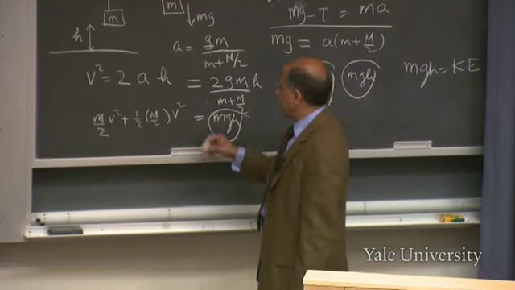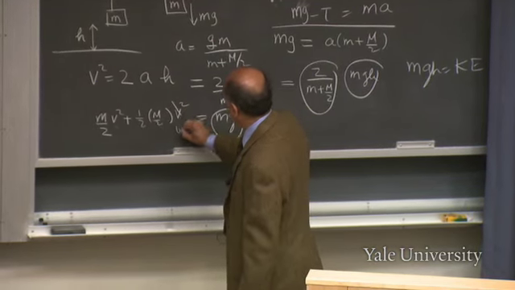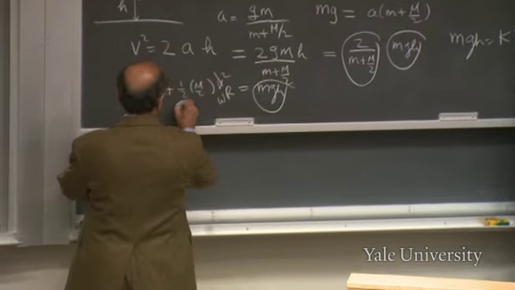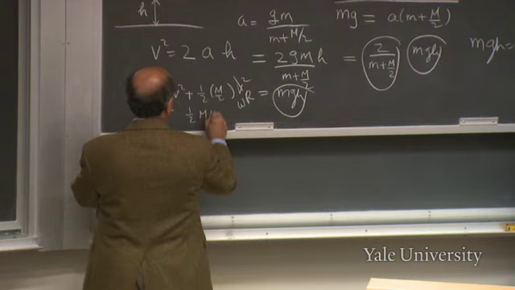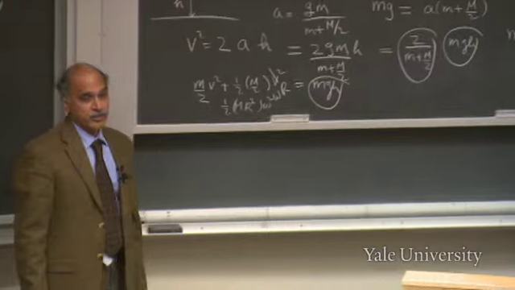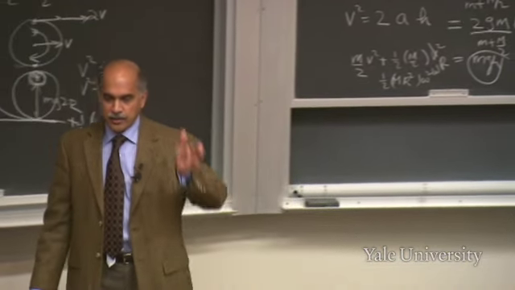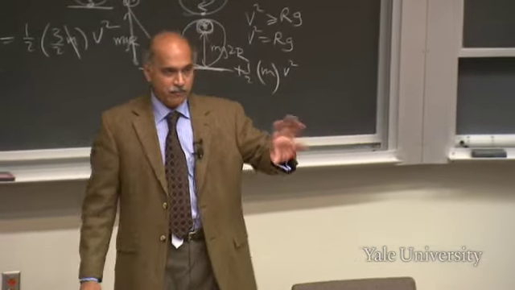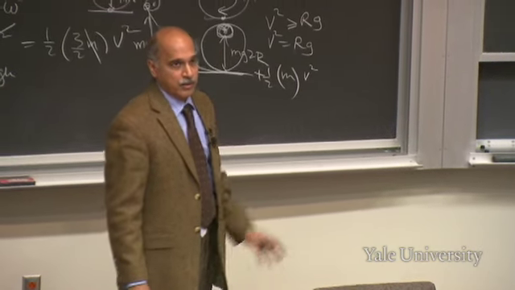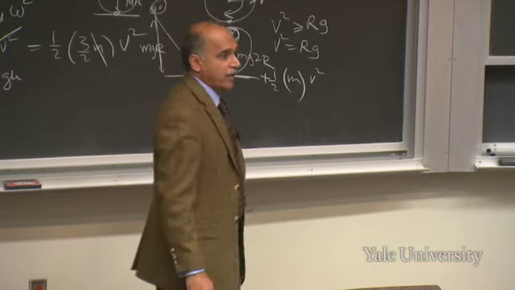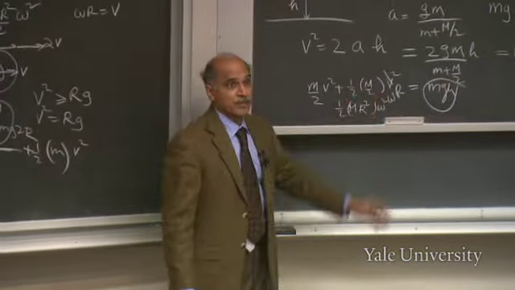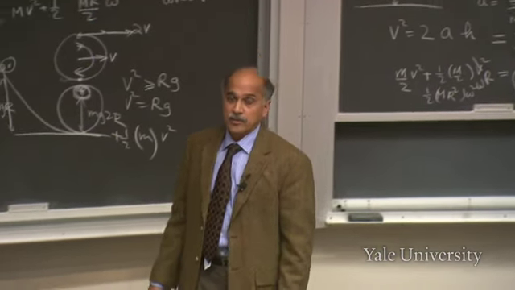If you're not convinced, I can replace this v by omega r and bring the r squared in here and write this last term as 1/2 m r squared omega squared, which is the kinetic energy of the pulley. So you've got to understand the linear velocity of the mass and the angular velocity of the pulley are connected. R is the number that connects linear to angular quantities. So indeed, this answer satisfies the law of conservation of energy. That's a very good test.